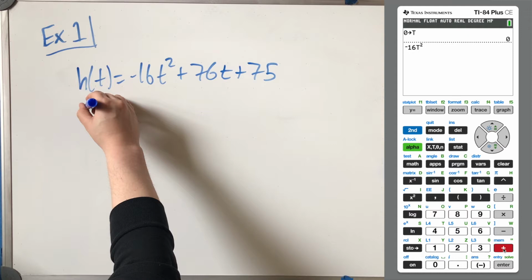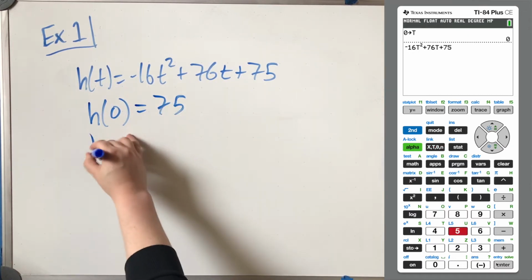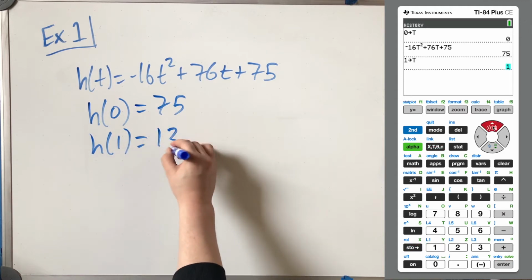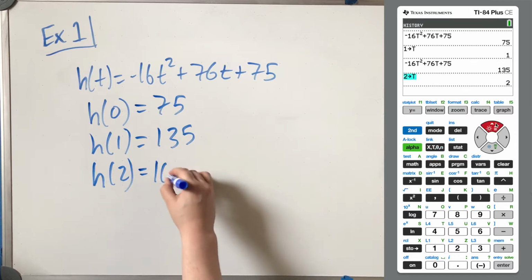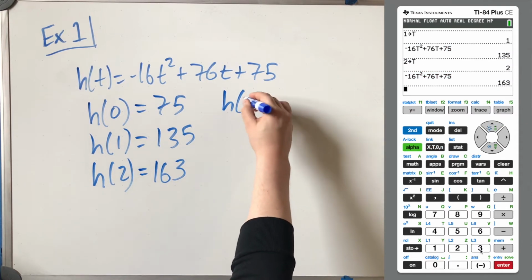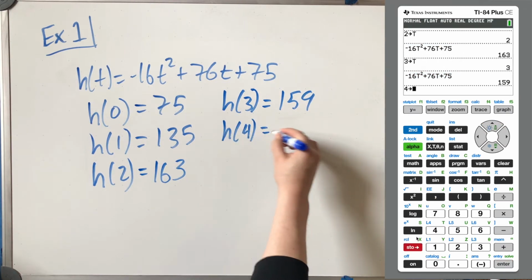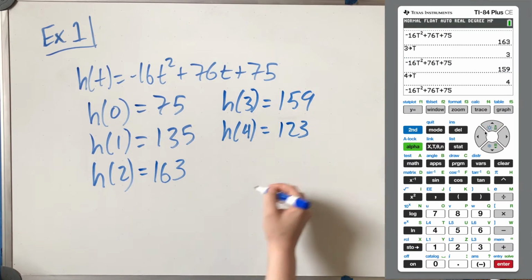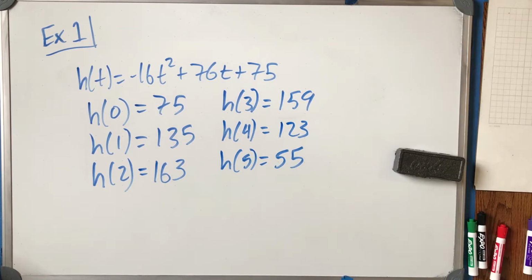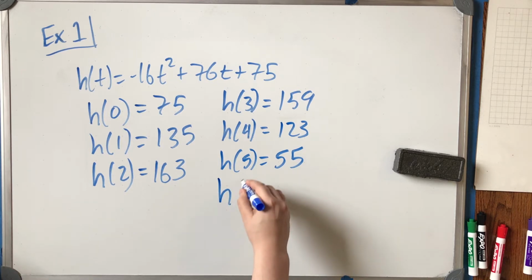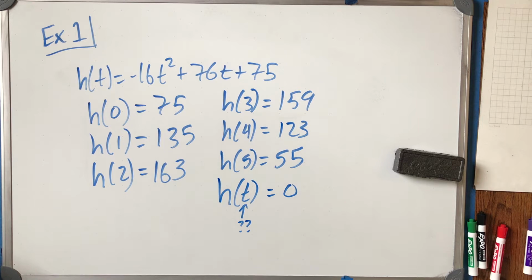We could basically just evaluate this when t equals 0, and we'll get 75. Evaluate it when t equals 1, we'll get 135. When t equals 2, we'll get 163. When t equals 3, we get 159. At 4, it's going to be 123. And at 5, it will be 55. The last one is asking us at what time does this equal 0?